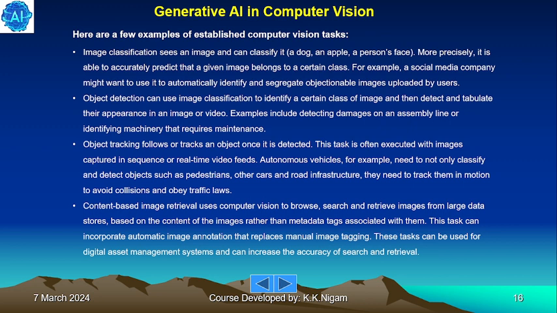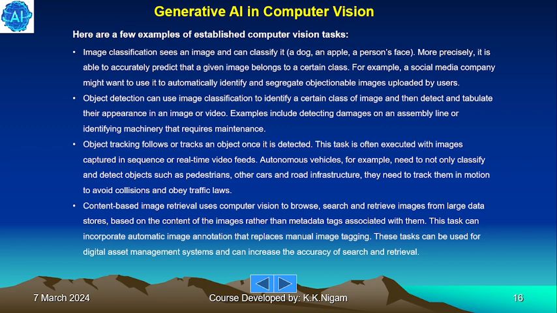Image classification sees an image and can classify it: a dog, an apple, a person's face. More precisely, it is able to accurately predict that a given image belongs to a certain class. For example, a social media company might want to use it to automatically identify and segregate objectionable images uploaded by users.